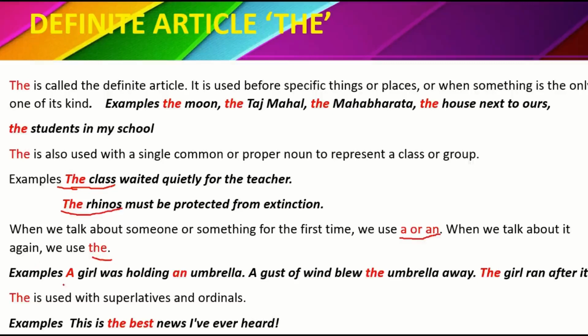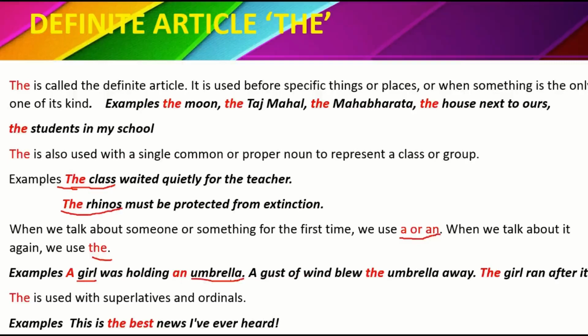For example, a girl was holding an umbrella. A gust of wind blew the umbrella away. The girl ran after it. Here you can see the first time I'm introducing the word girl. As it is a consonant sound, I have used the article a. And for the first time I'm using the word umbrella, beginning with a vowel sound, so I have used the word an. So the girl and an umbrella are used for the first time in this sentence.